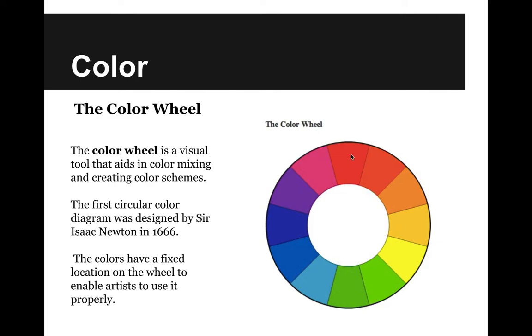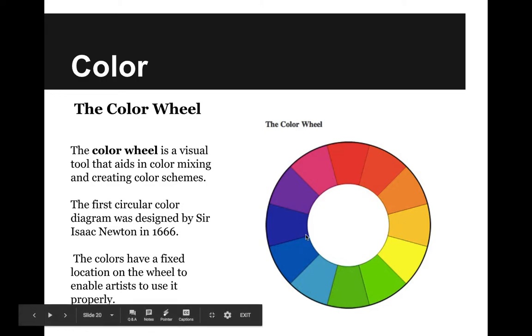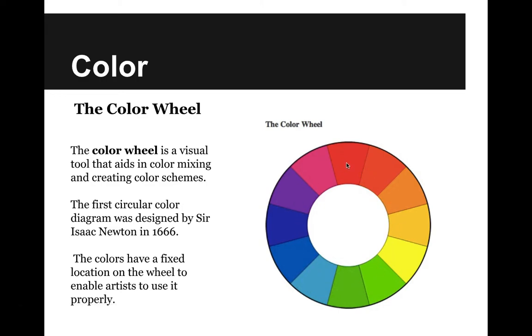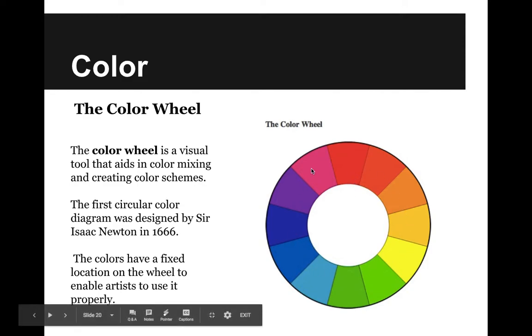So these 12 little slices here need to always go in the specific order, but I could throw this to you like a frisbee, and if you threw it back to me and I put it back up on the screen here and I didn't put it up the same way, that would be fine because the colors would still be in the same order.